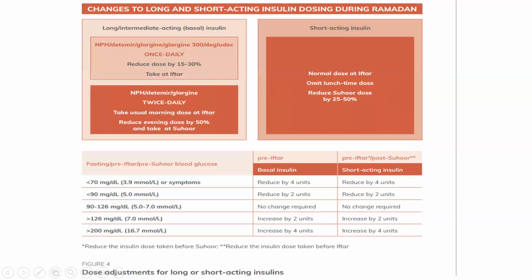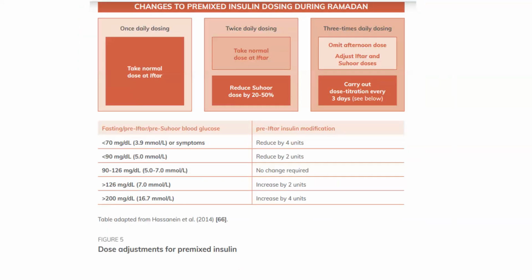Now, in exams, again, you'll be given a type 2 diabetic patient and it will be mentioned the patient is on long-acting insulin and short-acting insulin, what dosage changes are recommended, and you need to remember these percentages to be able to adjust the doses. The same exam scenario will be a type 2 diabetic patient on premix insulin, and they will mention the patient is on twice daily dosing, and they will ask what changes are recommended. So you should definitely know that you will be reducing the suhoor dose by 20 to 50% and taking the normal dose at iftar. So these are all the questions which have appeared in previous exams, which I'm mentioning now.